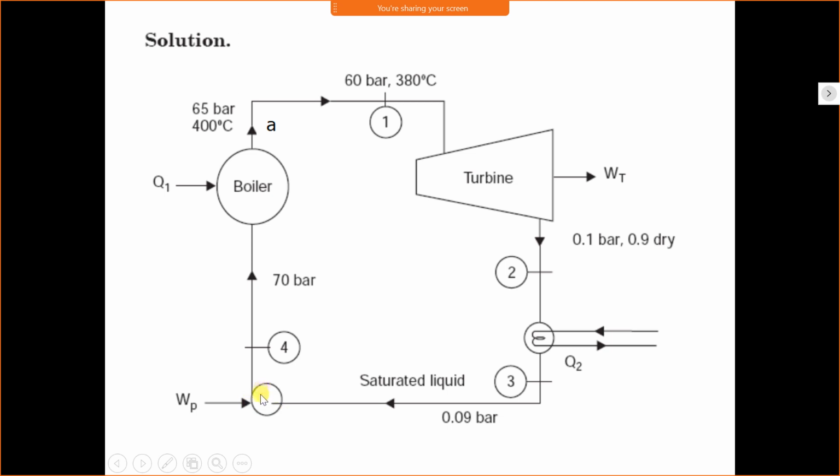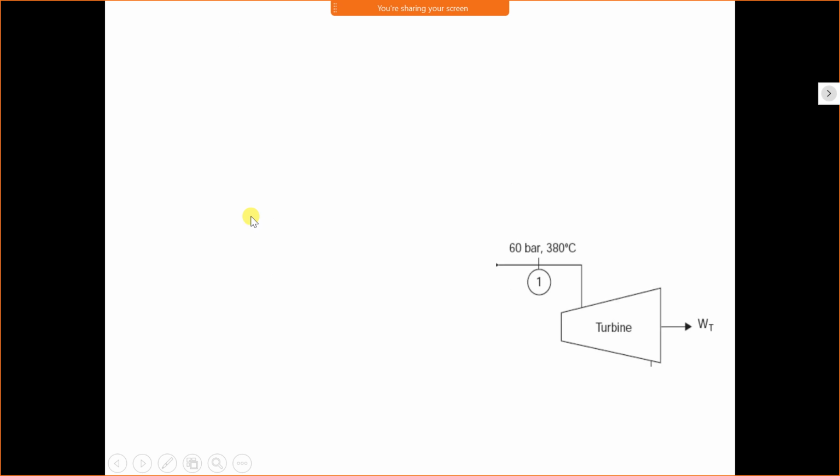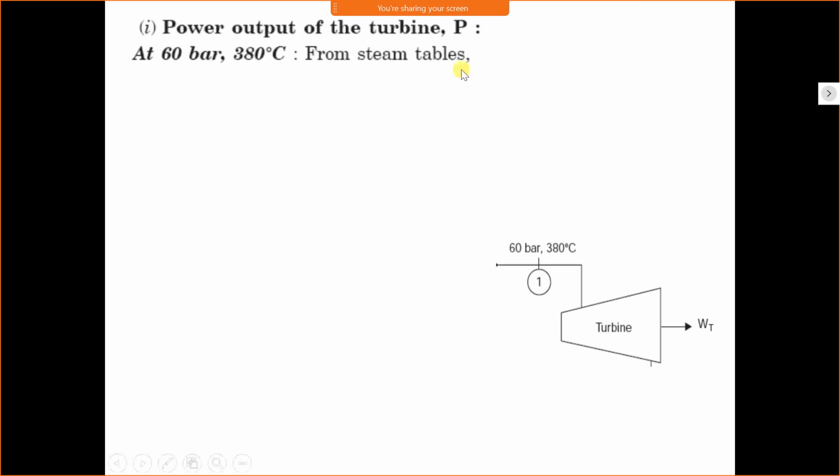Now that saturated liquid is pumped and its pressure is raised. As the pressure is raised, that saturated liquid becomes subcooled liquid at 70 bar, meaning subcooled liquid at 70 bar enters the boiler. Let us calculate the first point, that is the power output of the turbine.